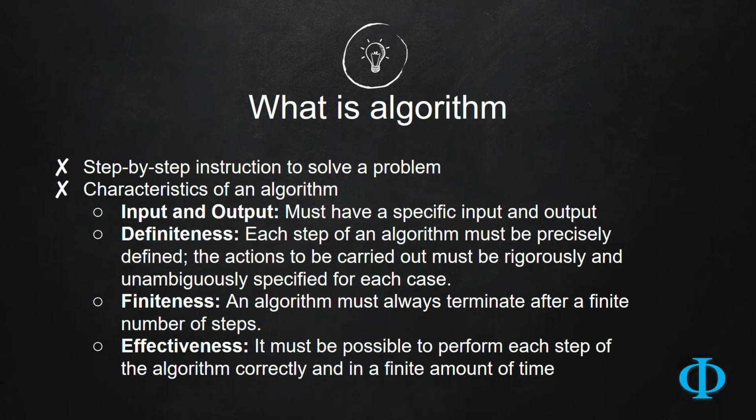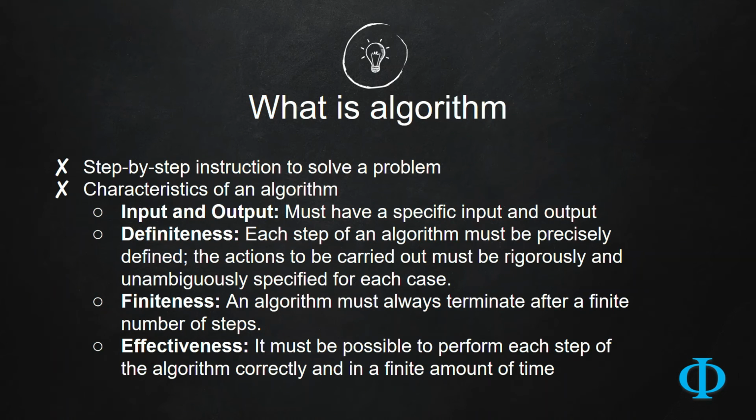The next one is definiteness. Definiteness means each step of an algorithm must be precisely defined. The actions to be carried out must be rigorously and unambiguously specified for each case. For example, let's say you are solving some mathematical problem, and in some step you are not very sure whether you want to do a plus, I mean a summation, or a multiplication, or a division. So this type of ambiguity should not be there when you write down the algorithm.